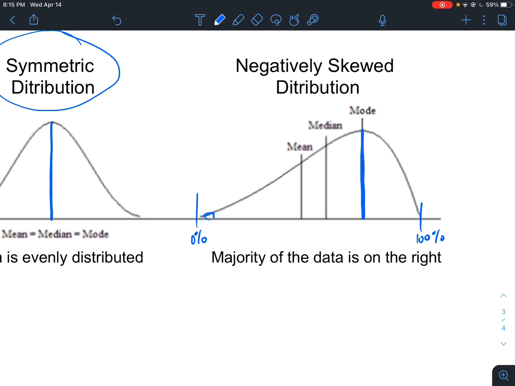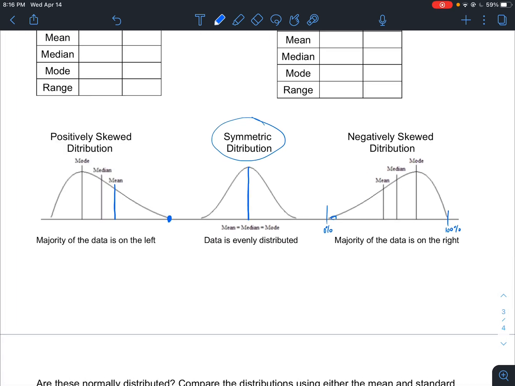The mode would be too far to the right of the middle. So again, not a very good representation of where most students scored. So that's why when you have skewed data in either direction, the median is actually a better way of describing where most of your data lies, because the mean and the mode are skewed.